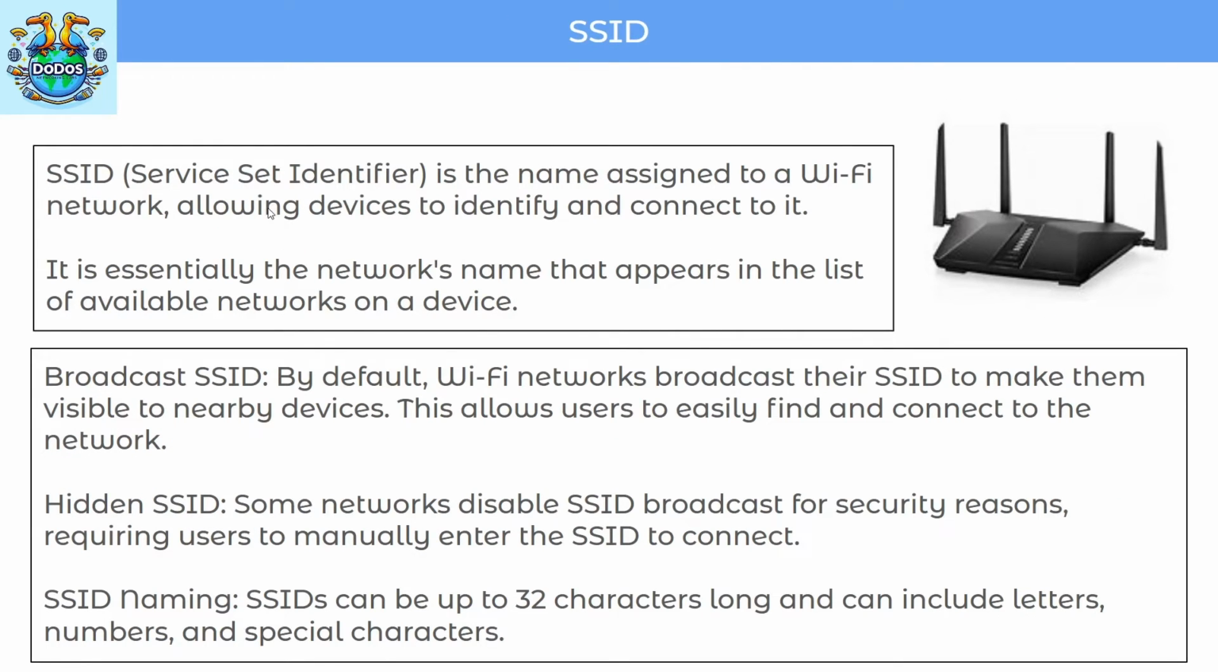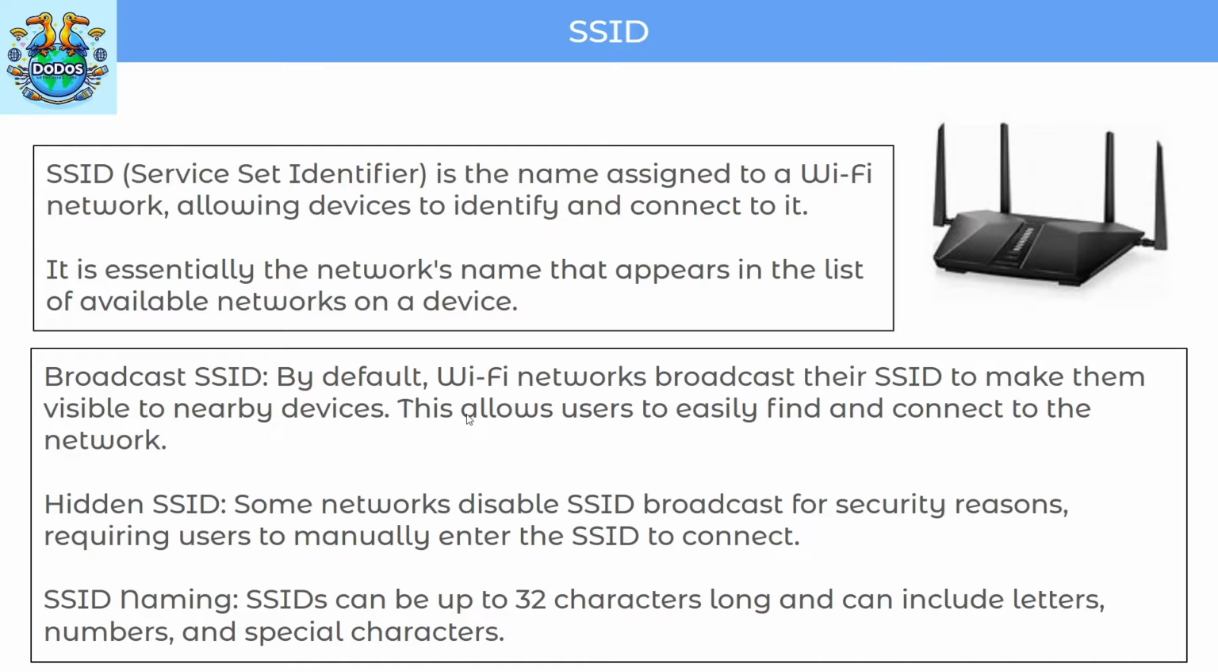SSID. The SSID, or Service Set Identifier, is the name assigned to a Wi-Fi network, allowing devices to identify and connect to it. It is essentially the network's name that appears in the list of available networks on a device. The broadcast SSID: by default, Wi-Fi networks broadcast their SSID to make them visible to nearby devices. This allows users to easily find and connect to the network.